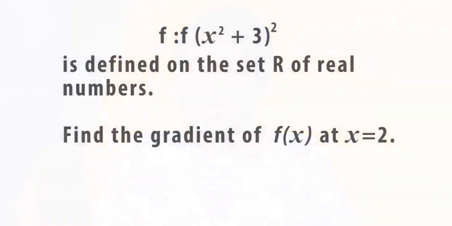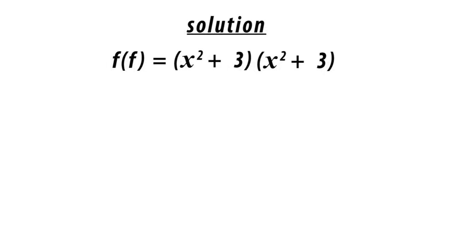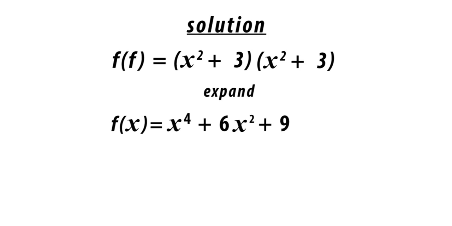Let's take another example. f such that x maps to (x squared plus 3) all squared is defined on the set R of real numbers. Find the gradient of f of x at x is equal to 2. So f of x is equal to (x squared plus 3) in one bracket and (x squared plus 3) in another bracket. We would expand that to get x exponent 4 plus 6x squared plus 9 for f of x.